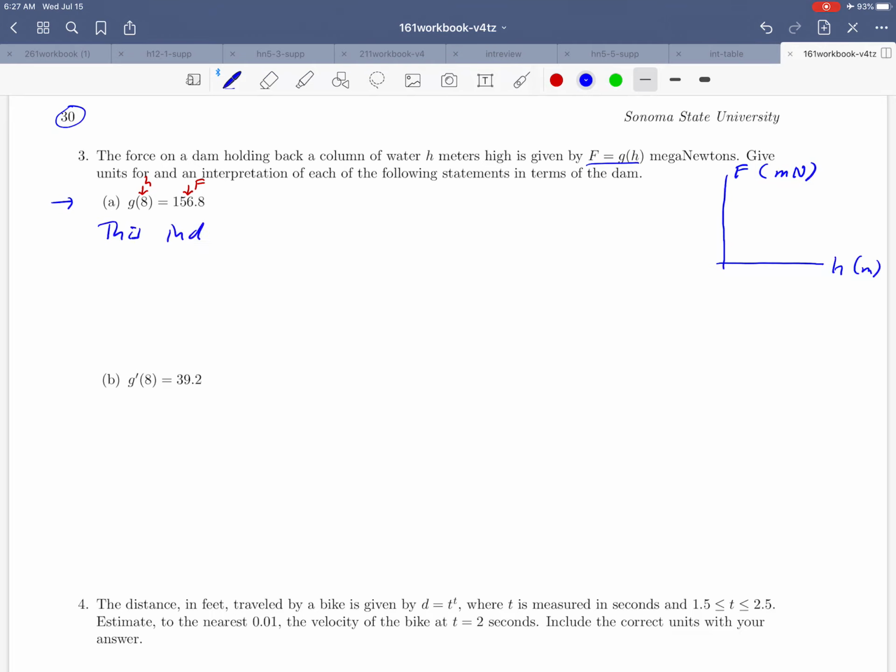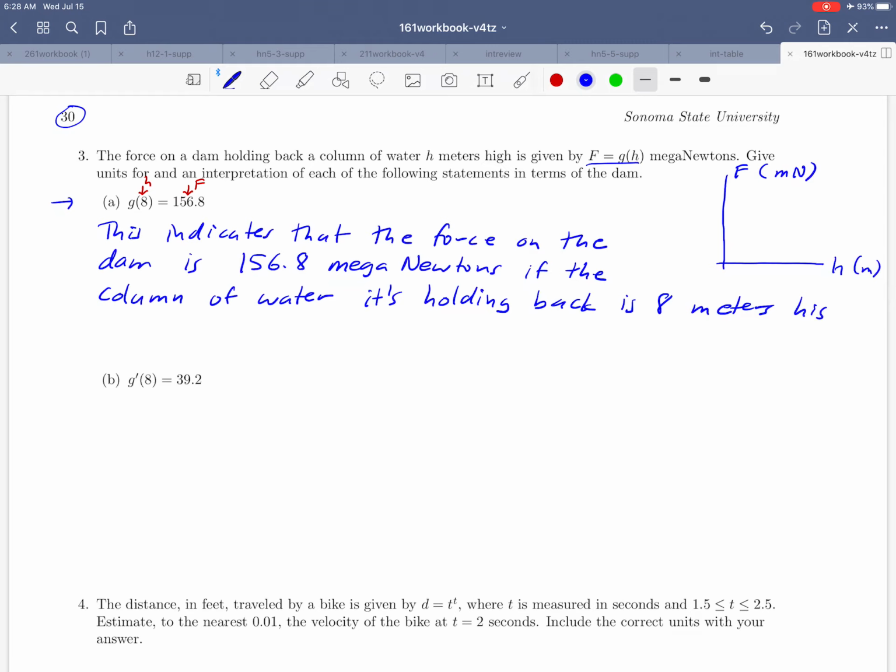So this indicates that the force on the dam is 156.8 meganewtons if the column of water that it's holding back is 8 meters high. Something like that. Okay, and I think that's part A.